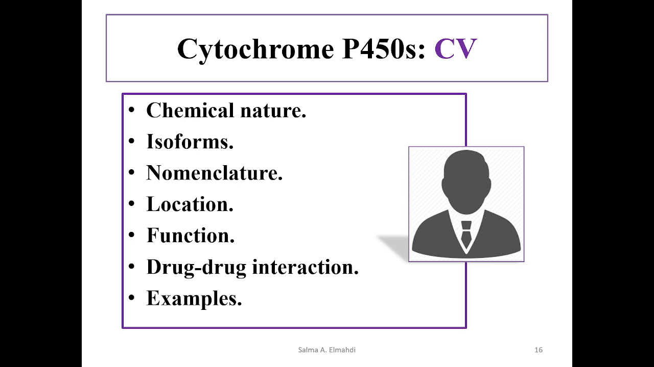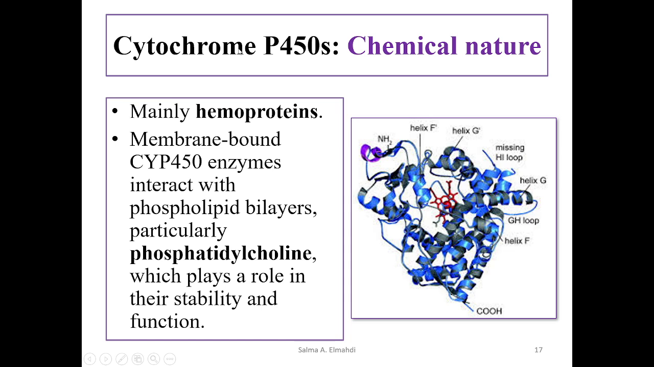We are going to discuss cytochrome P450. We are sort of going through the CV of this cytochrome. We will talk about its chemical nature, its isoforms, nomenclature, location, function, drug-drug interactions, as well as a couple of examples. The chemical nature of cytochrome P450 is mainly a hemoprotein. So it is a protein that contains heme as a prosthetic group, similar to hemoglobin and myoglobin.